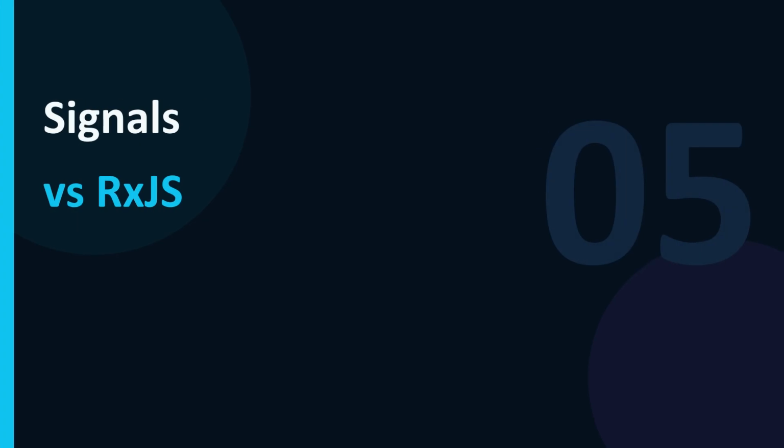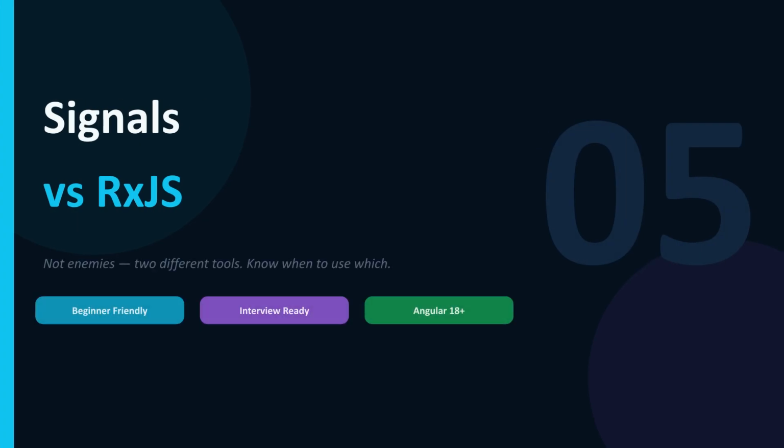Module 5 explores signals versus RxJS. These are not enemies, but two distinct tools. Understanding their differences is key to knowing when to use which in your Angular application.